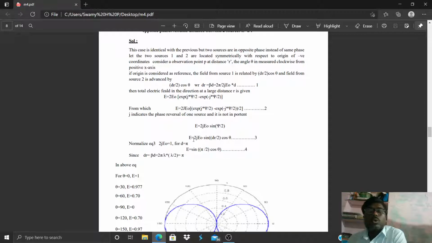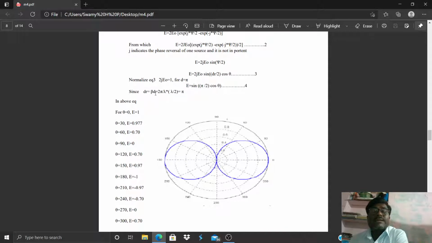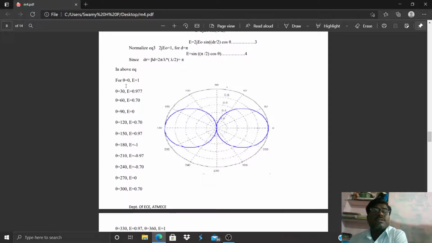Therefore, E is equal to 2j E naught sin psi by 2, where psi is equal to dr by 2 into cos theta. So E is proportional to sin of (dr by 2 cos theta), the total electric field intensity for two point sources applied with the same amplitude but opposite in phase. Now dr is equal to beta d, beta is equal to 2 pi by lambda, and the distance between the two is lambda by 2. So you will get dr is equal to pi. In the above equation, you put theta is equal to 0, and you will get E is equal to 1.